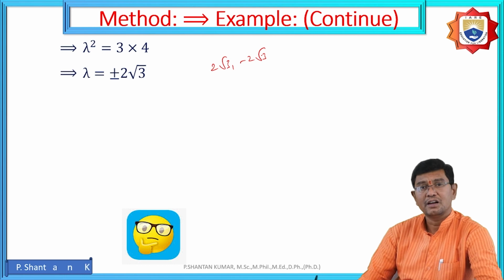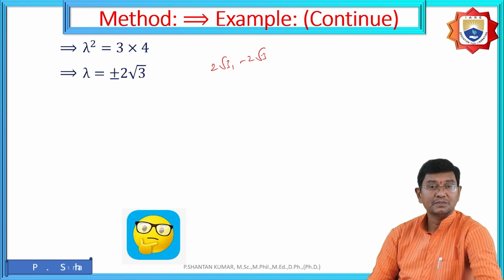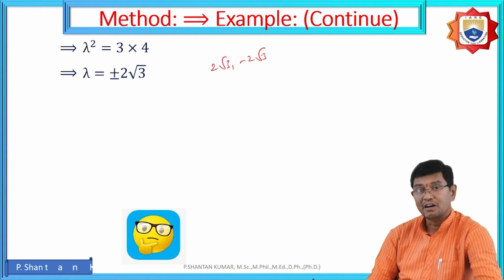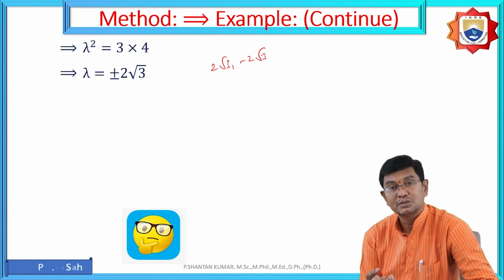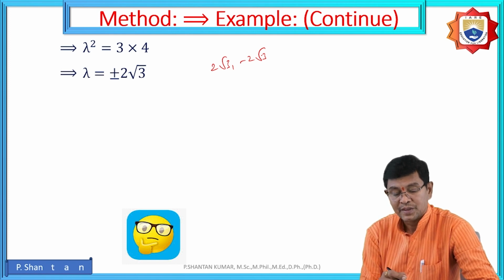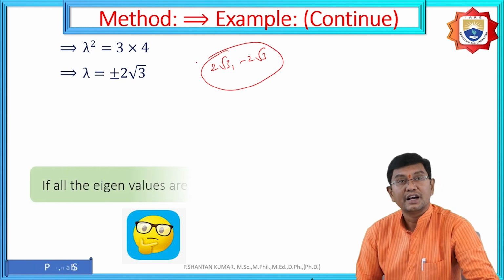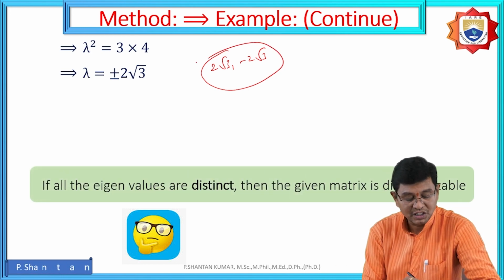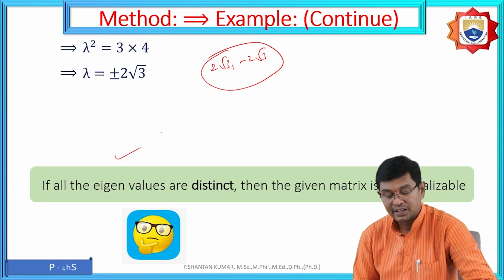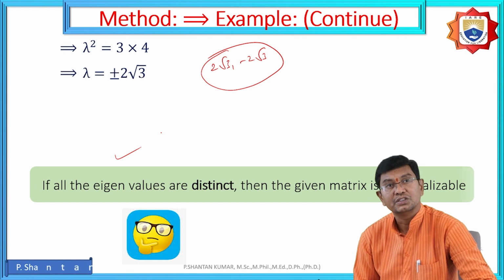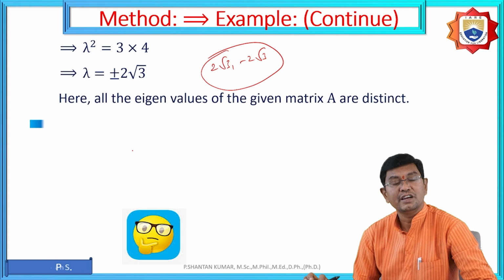The problem is asking whether it is diagonalizable or not. According to the concept, whenever the eigenvalues are different, the matrix is automatically diagonalizable. Both the eigenvalues, plus and minus, are distinct. Therefore, the matrix is clearly diagonalizable.